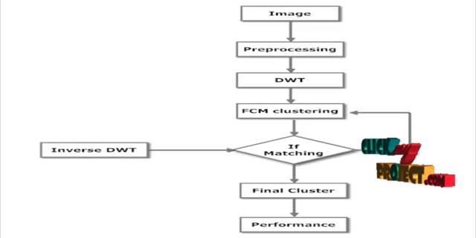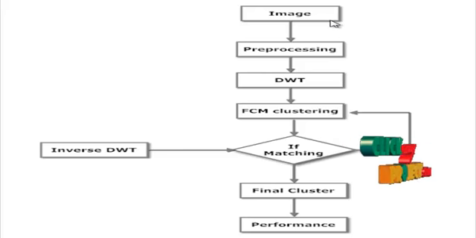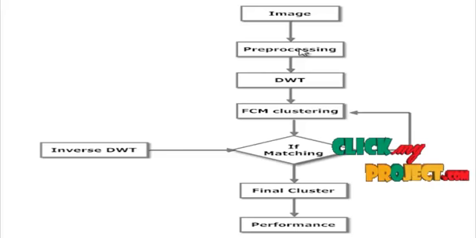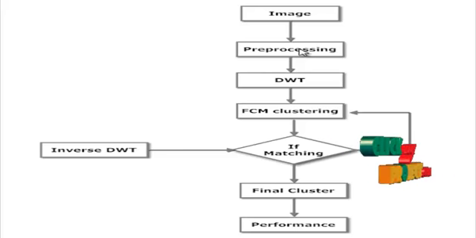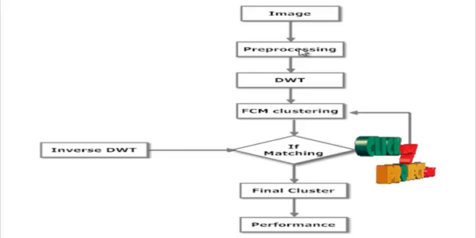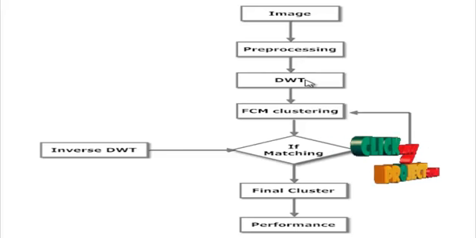Let us see the flow of the process. In this process, the input image is first selected. After that, the preprocessing step is employed, which is based on median filtering. The median filtering normalizes the overall intensities in the images. After pre-processing, the images are decomposed based on discrete wavelet transformations.